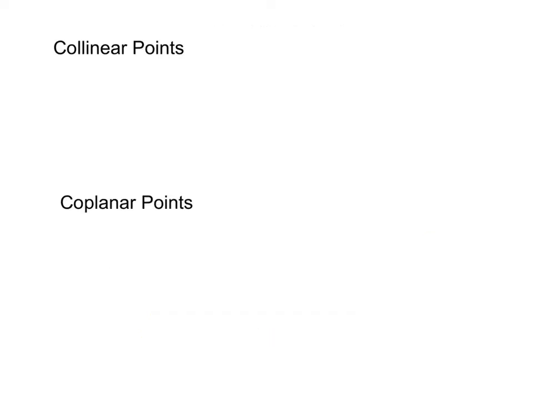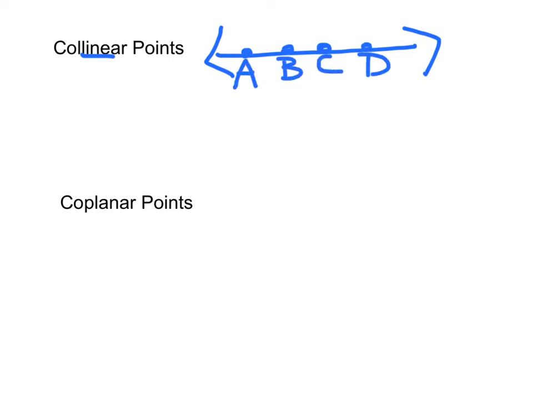Okay, collinear points. Okay, a lot of geometry is just vocabulary. Okay, the base word of collinear is line. So if we're going to talk about collinear points, we're talking about points that are all on the same line, collinear. So we could say that A, B, C, D, they're all collinear. Any point on the same line would be collinear.